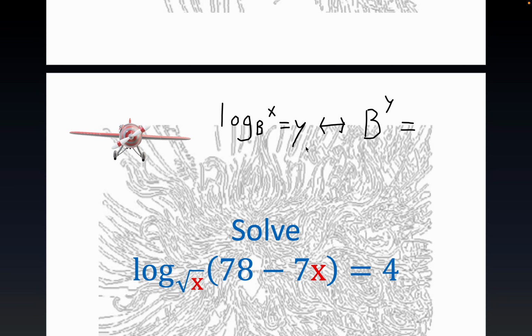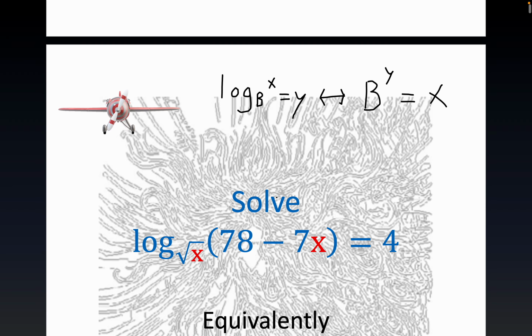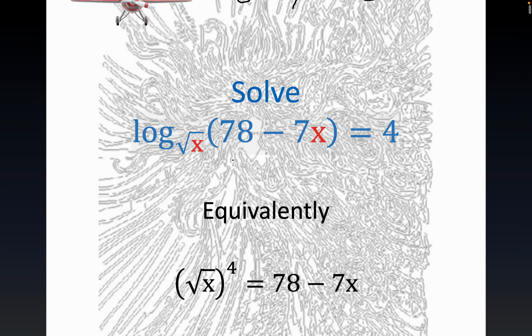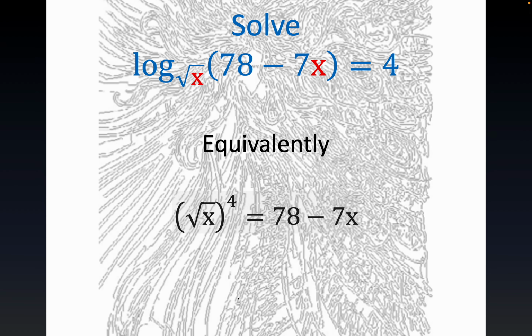Again, for every logarithmic statement, there's a corresponding exponential statement. They're said to be inverse functions. Now, let's take advantage of that to solve this problem. We literally take the logarithmic statement where the square root of x is the base. A logarithm is an exponent, so this 4 that you see here comes down to here. Now, you can think of 4 copies of the square root of x.